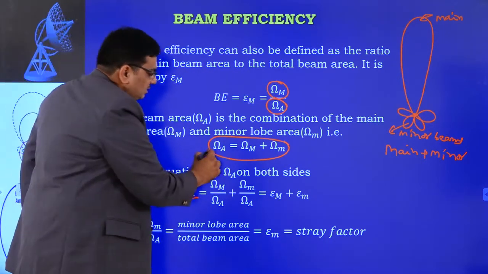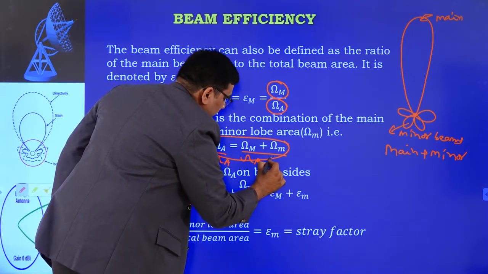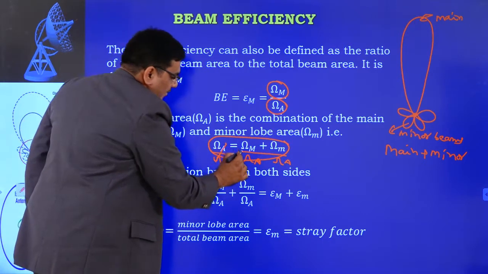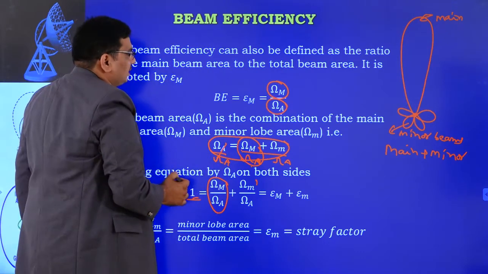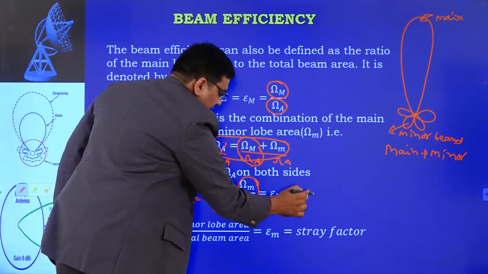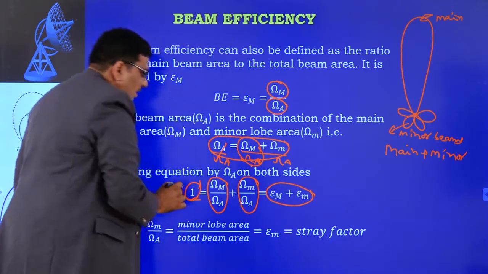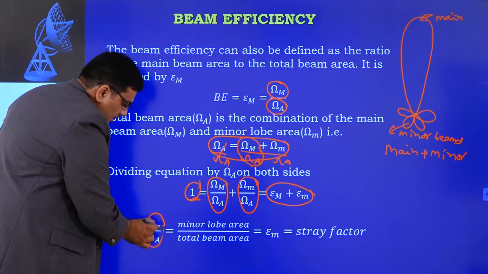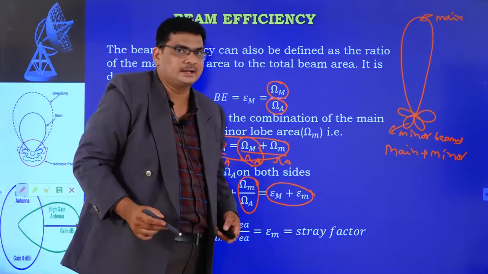If you divide both sides by the total beam area, then what do you get? These two get cancelled, and it equals 1 and Omega_M by Omega_A. This is the major beam efficiency, that is the beam efficiency. This is the stray factor. If you combine these two, the efficiency of the major beam and the efficiency of the minor beam should always be equal to 1. The efficiency of the minor beam is the minor lobe area by the total area, which is called the stray factor.